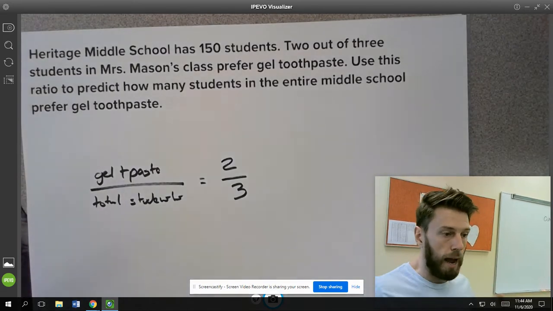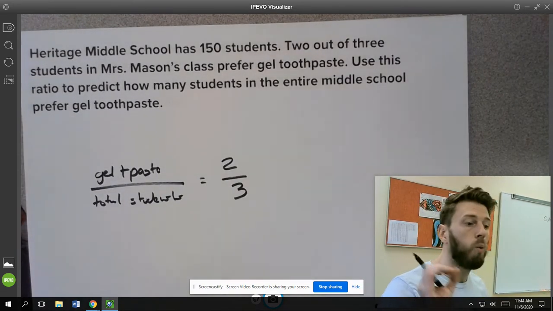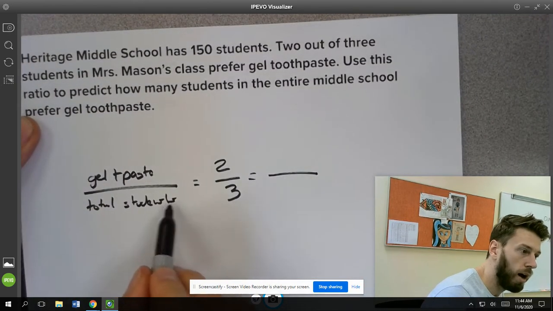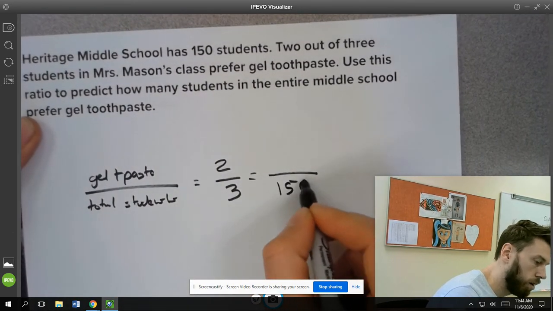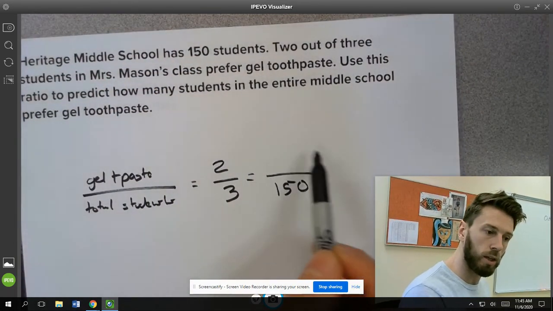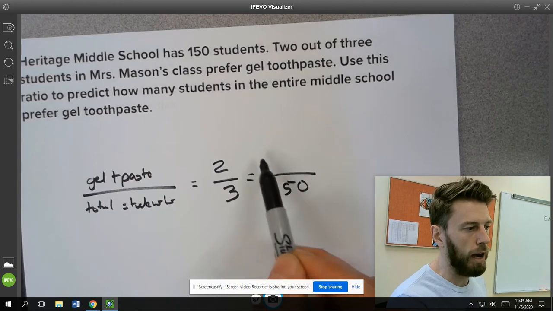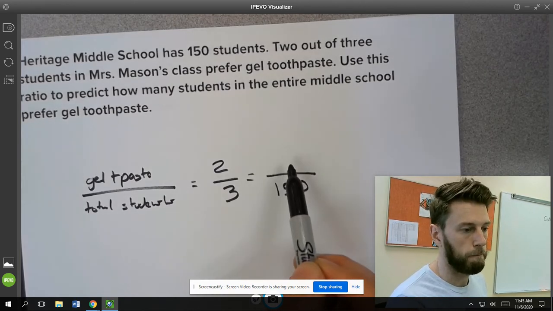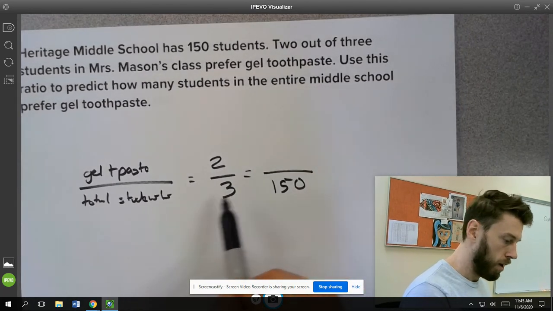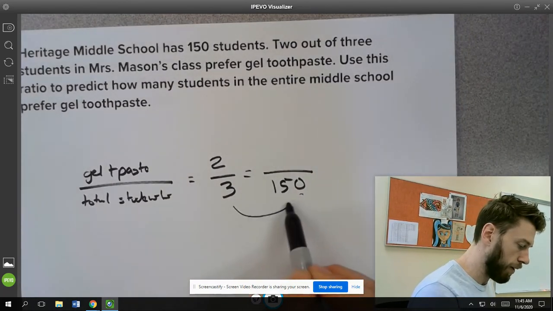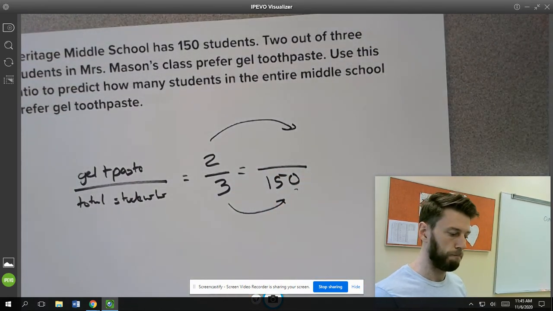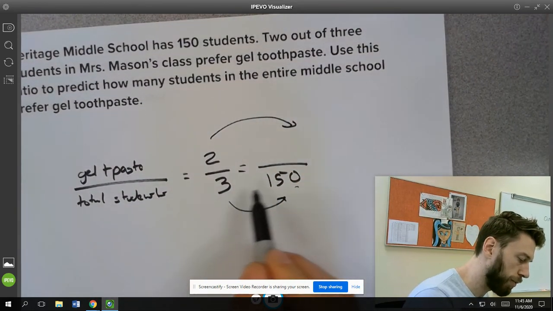Now, what we're trying to figure out is how many kids in the total school would prefer gel toothpaste if there were a total of 150 students in the school. So in this case, this is much like the first problem we just did. We're trying to figure out this number right here. So then what we do is we figure out how we would get from the denominator to this denominator, right? How would we get from 3 to 150? And if we did the same thing to the top, that should give us our answer. So how would we get from 3 to 150?